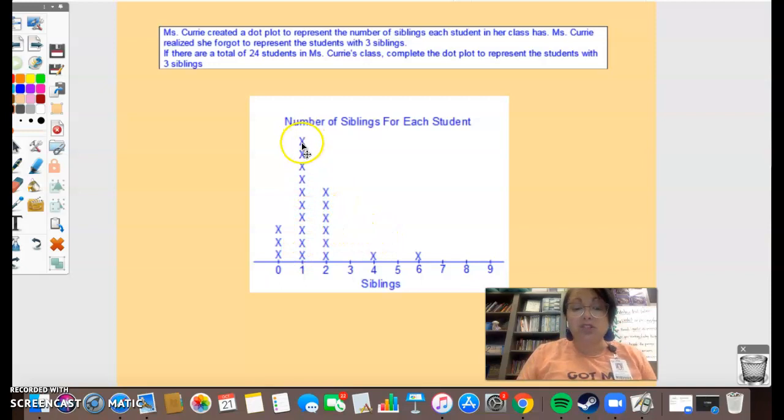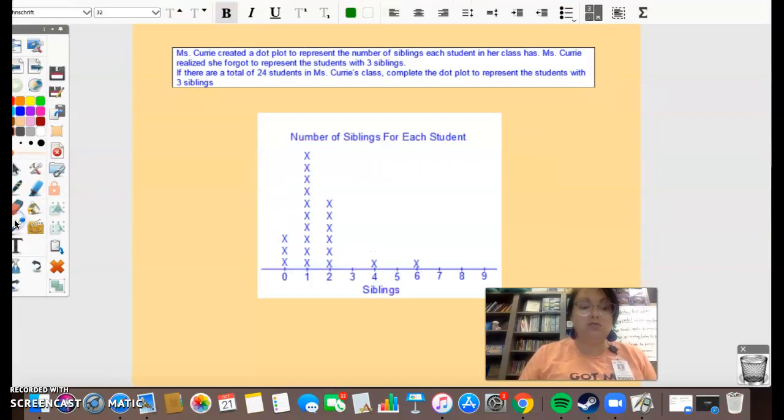So I'm going to go with the largest number first because that's easiest to count for me. 1, 2, 3, 4, 5, 6, 7, 8, 9, 10, 11, 12, 13, 14, 15, 16, 17, 18, 19, 20, 21. Okay, so I'm just going to write over here, text box. So 21 students are represented here on the dot plot, but they told us that 24 students are in the class. So what are we trying to do here?